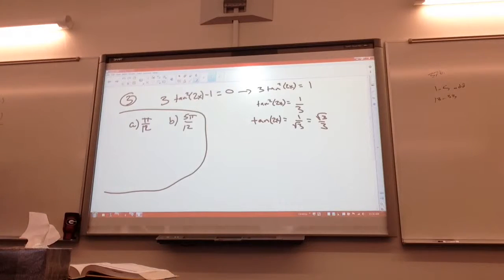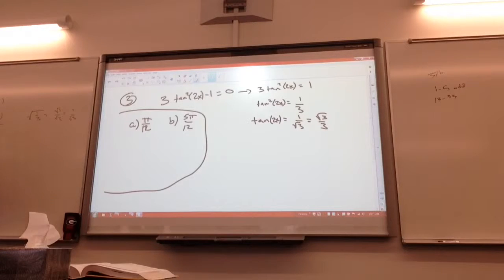Why wouldn't it be the square root of 1/3? Well, what's the square root of 1/3? When you take square roots with fractions, the square root of 1/3 is going to be equal to the square root of 1 over the square root of 3, which is what?